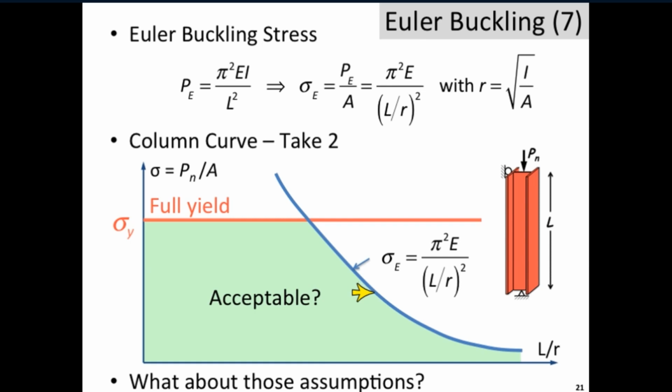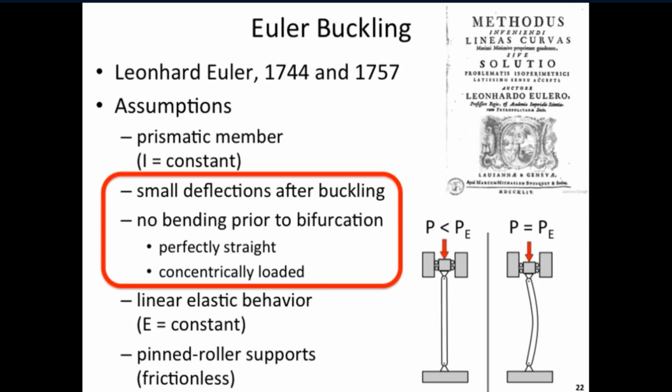Now, an interesting thing happens when the column, say, gets below in this slenderness range, we might try to get to the Euler buckling load, but we can't get to it until we fully yield the column. So we've got now our second take at a column curve that says anything that's in this green area here, below full yield and below the Euler buckling stress, should be acceptable. And life would be great, except Euler had made several assumptions. So we need to go back and have a look at those assumptions.